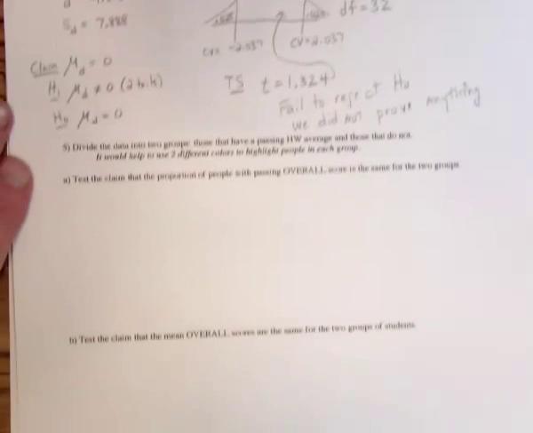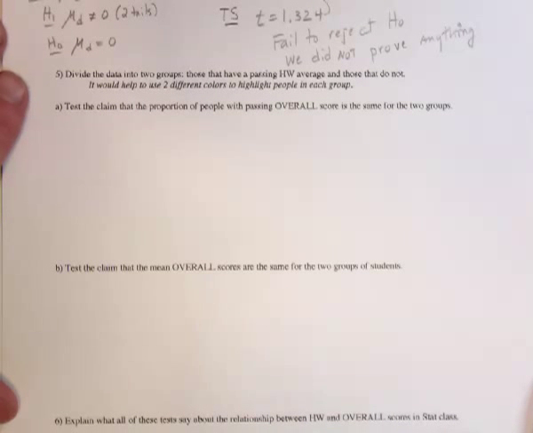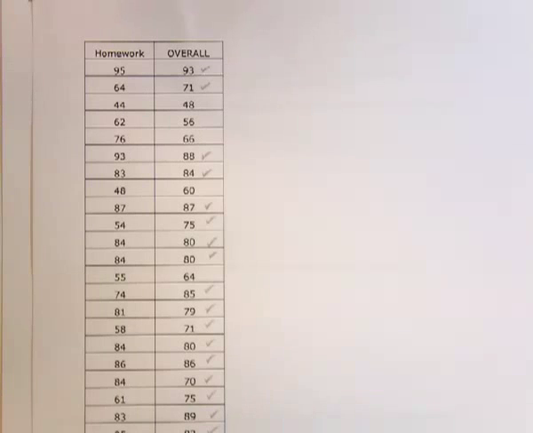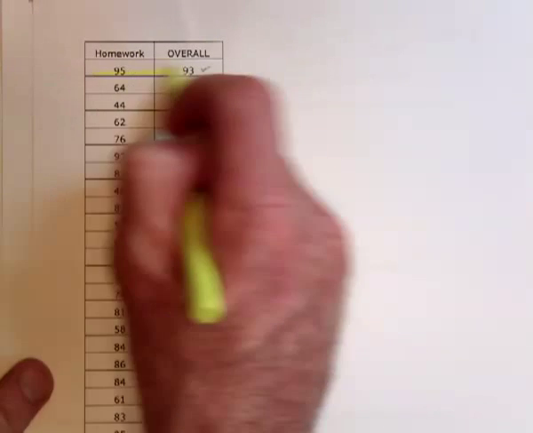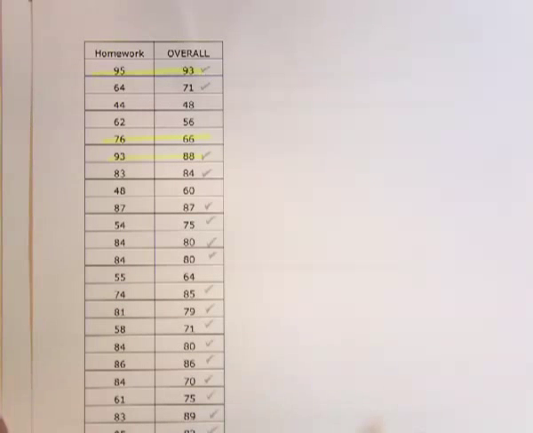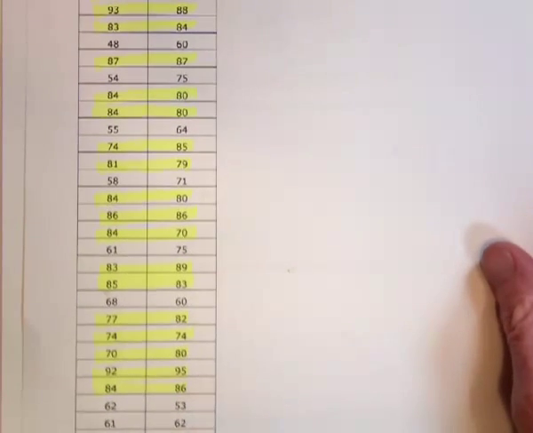Okay, on to number 5. This first part is going to be a little bit challenging, but not bad. So the first thing to do is get a highlighter and highlight those people that have a passing on homework. So what you do is, passing means 70 or better, so you would look at their homework score and then you highlight that person. No, no, no, yes. So you highlight all of the people that over here, their homework score is 70 or better. When you're done, it would look like this. So highlight all of them whose homework is 70 or better.